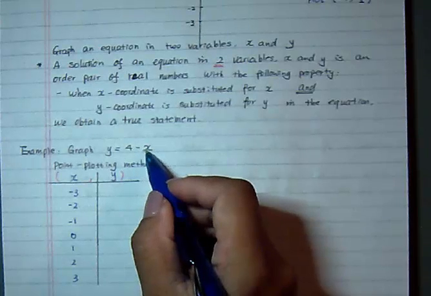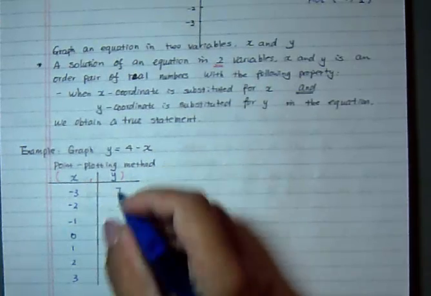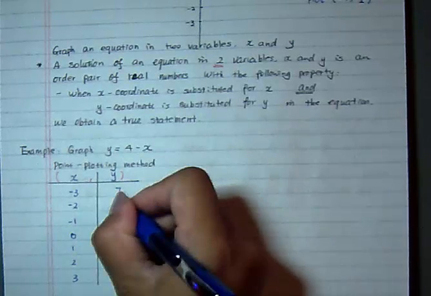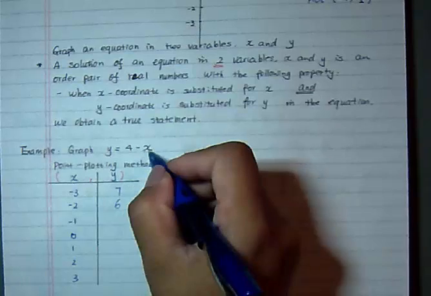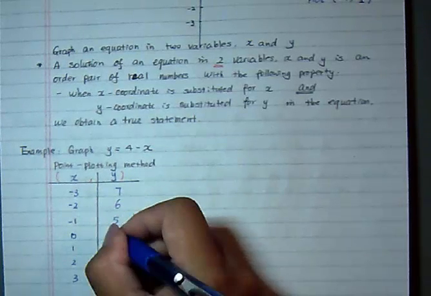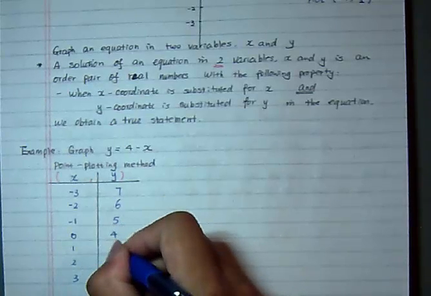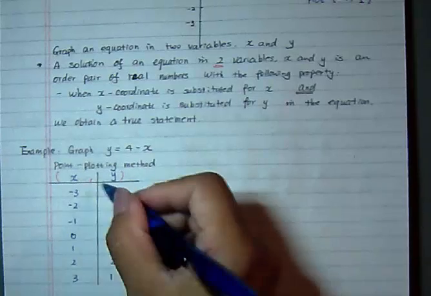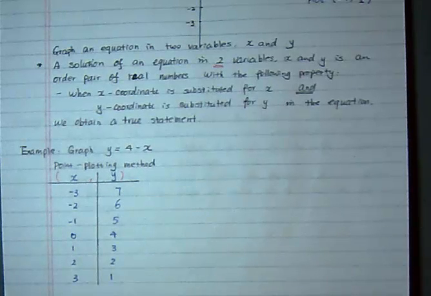4 minus -3, that's 7. When x equals -2, substitute the x in here, y will be 6. X equals -1, substitute in here, so that will be 5. And this is 4, and 3, 2, 1. So all those are points. Here I got the 7 points.